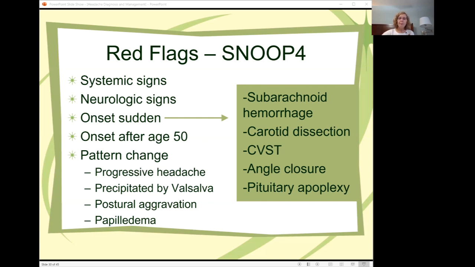Headaches that reach peak intensity within 1 minute, such as a thunderclap headache, are indicative of a subarachnoid hemorrhage. However, not all thunderclap headaches are related to a subarachnoid hemorrhage. When thinking about sudden onset headaches, also consider a carotid artery dissection, cerebrovenous thrombosis, angle closure, or pituitary apoplexy.